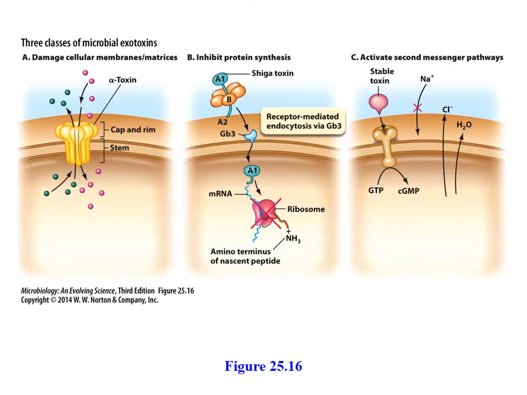So this figure from your textbook shows you several different classes or mechanisms in which exotoxins can be utilized. And as you can see in the middle panel, panel B, we have inhibition of protein synthesis. So the Shigella toxin would affect the ability for the ribosome and the messenger RNA to function and add amino acids on at the end of the peptide.